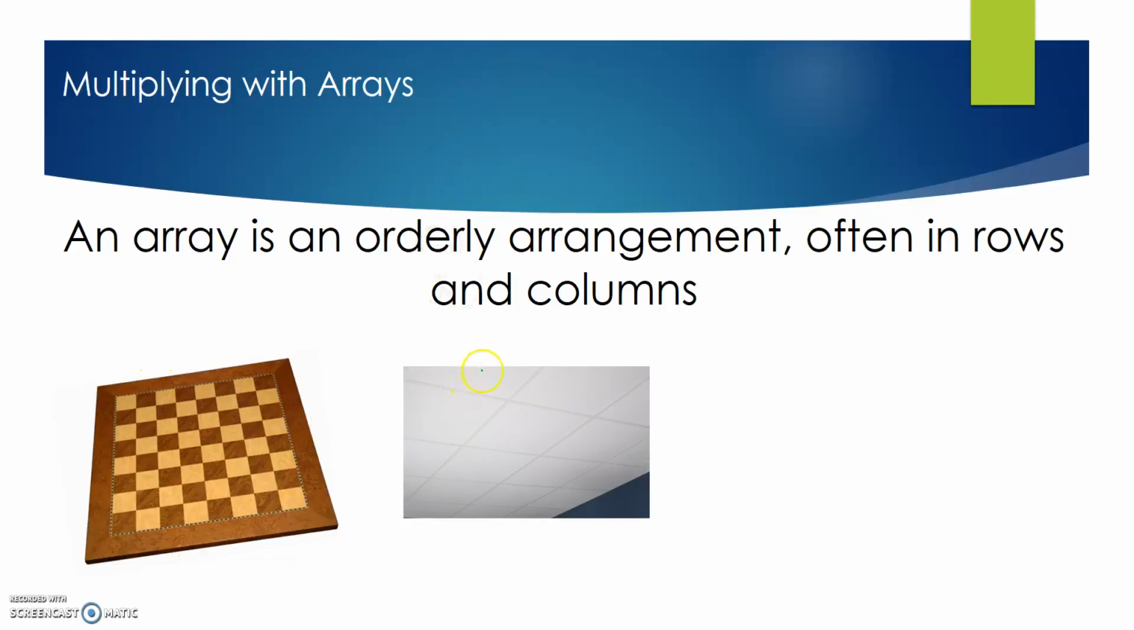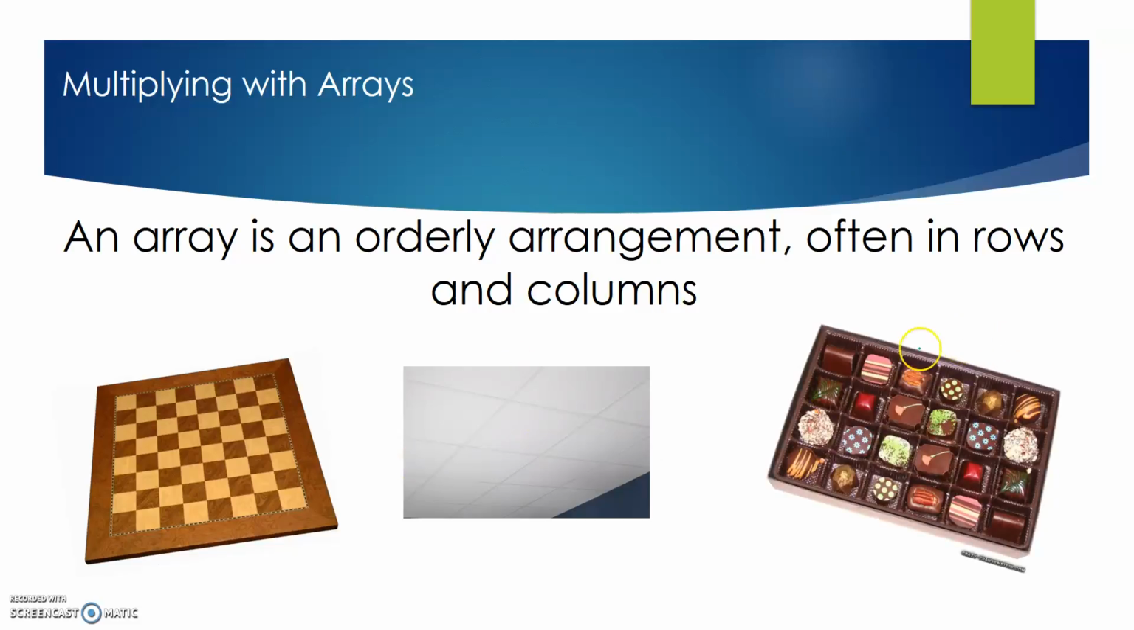Ceiling tiles come in rows and columns. Rows go across. And a box of chocolates, my favorite, can come in rows and columns. So we see these orderly arranged items in rows and columns all the time. So let's use them in math.